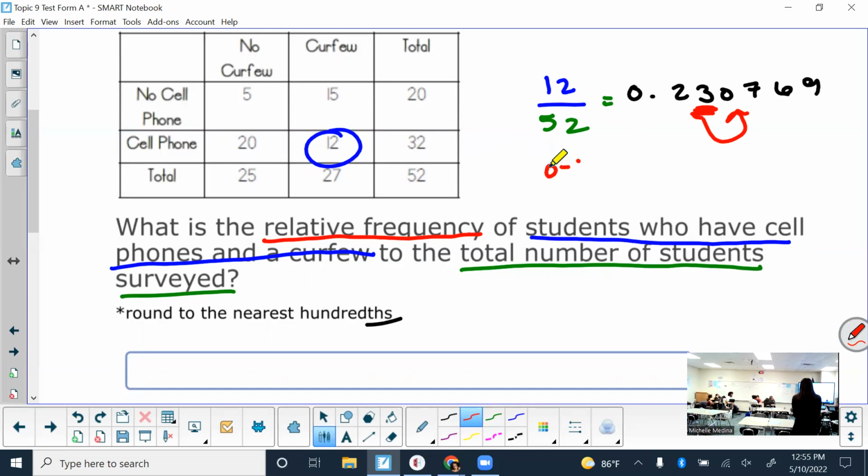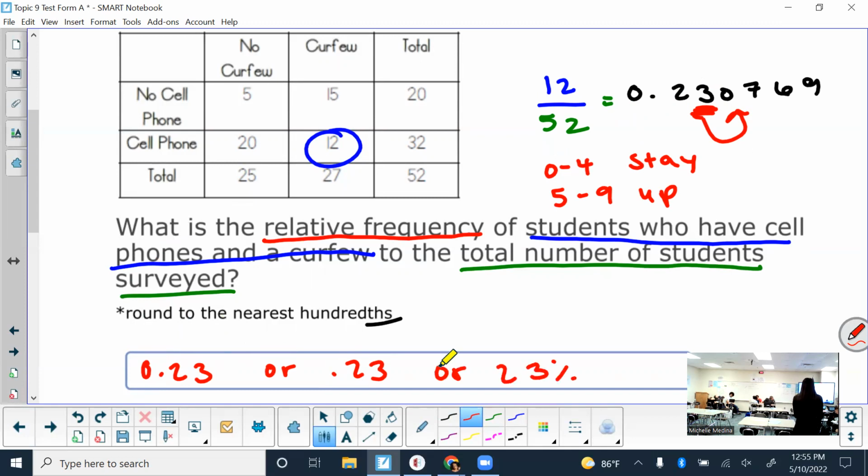If that number is 0 through 4, then that 3 will stay a 3. If it's 5 through 9, then we round up. So is my answer going to be 0.23 or 0.24? Good. I had to go in and give you points if you put it without the 0, which is the same thing. I also gave you points if you put it as a percent. But if you put it as 24% or 0.231, I didn't give it to you because you rounded wrong. So now you know. Questions on this one? Questions on other ones?